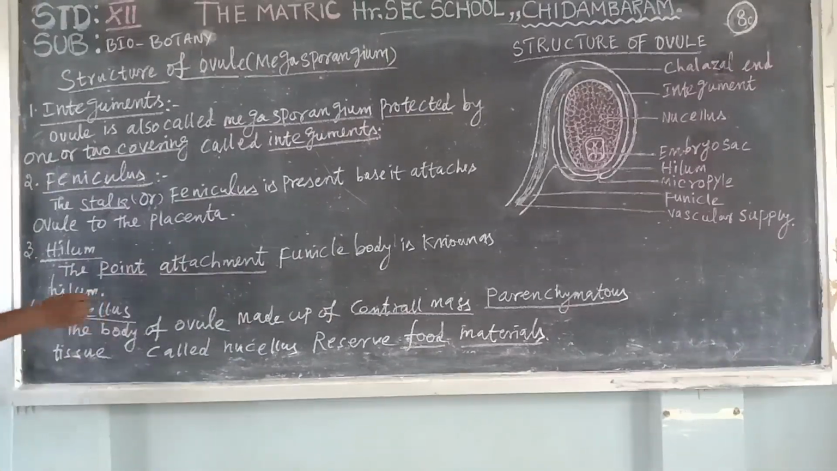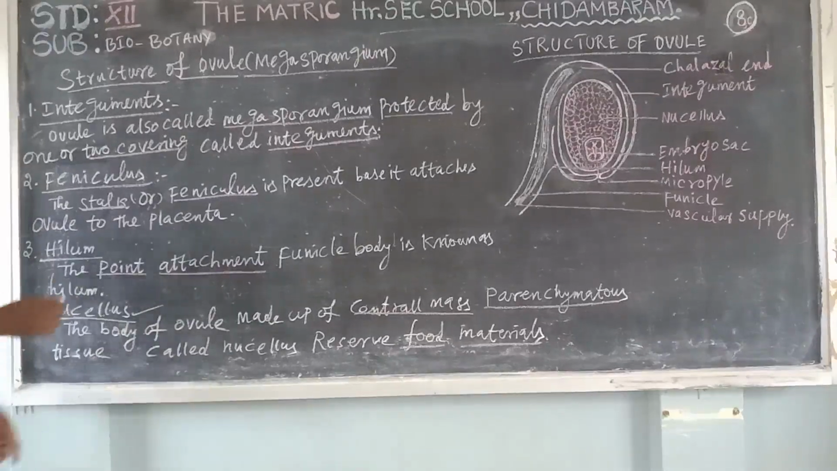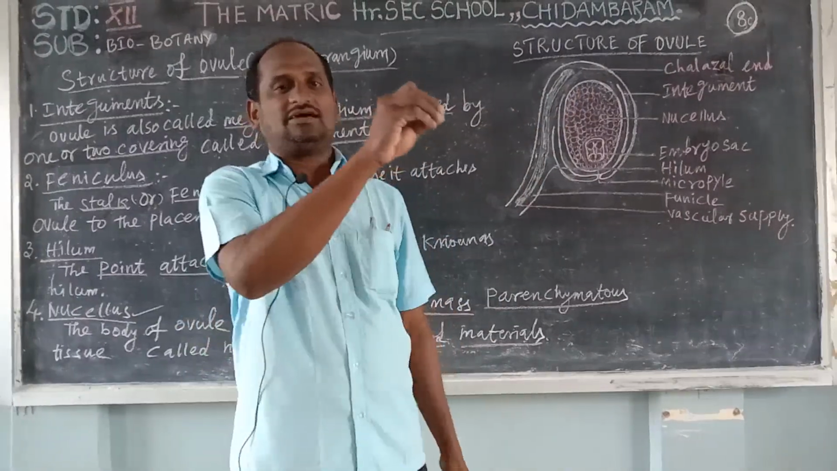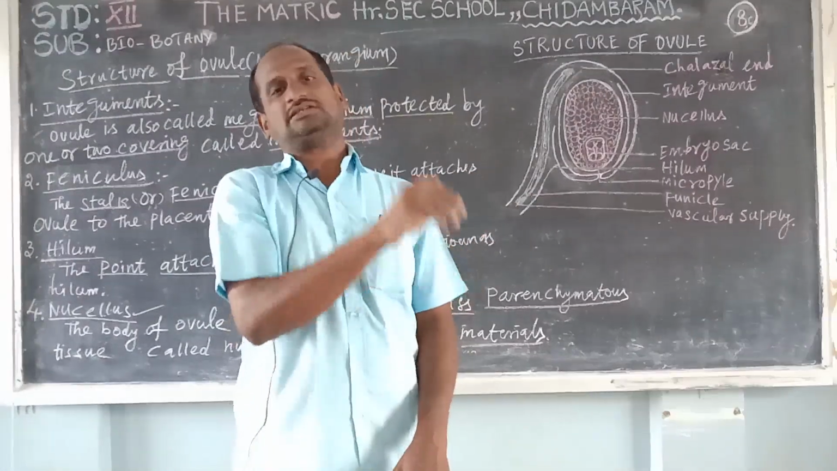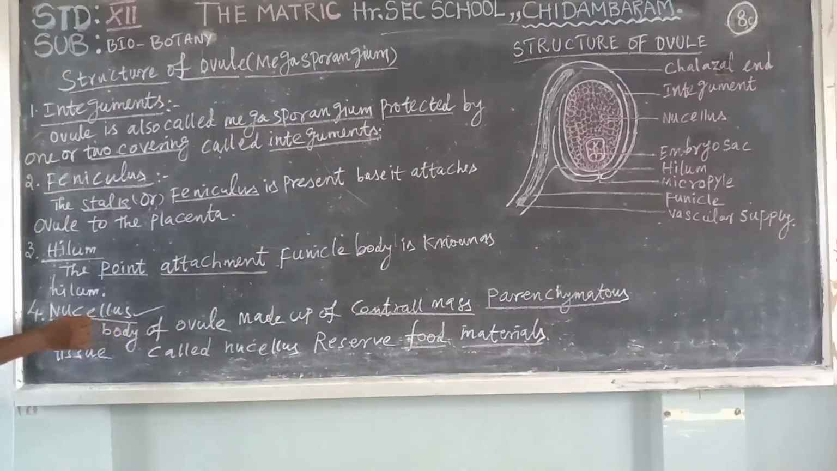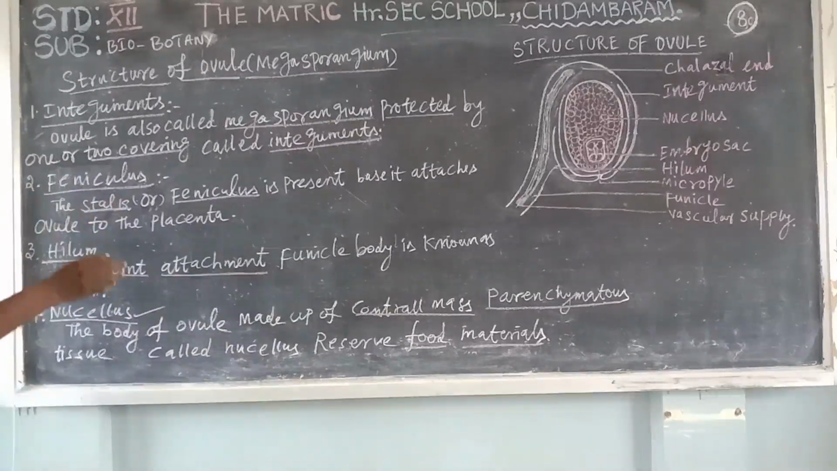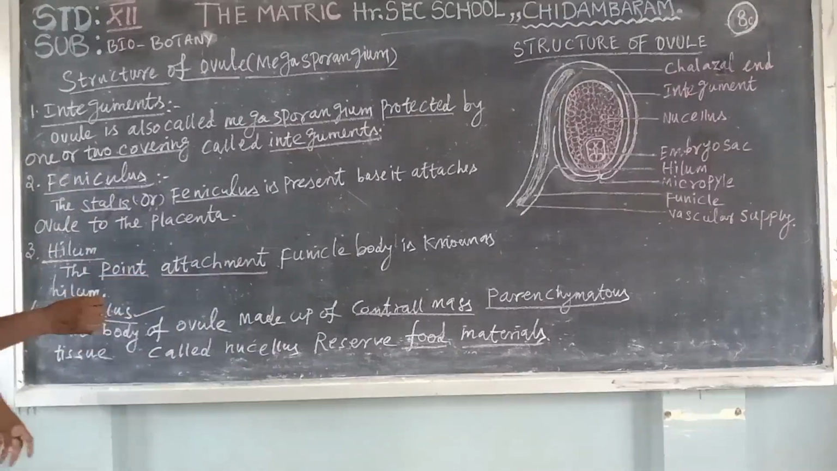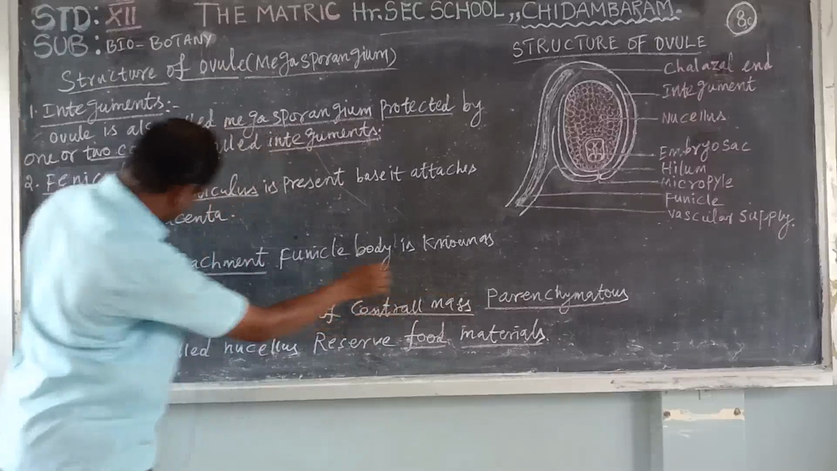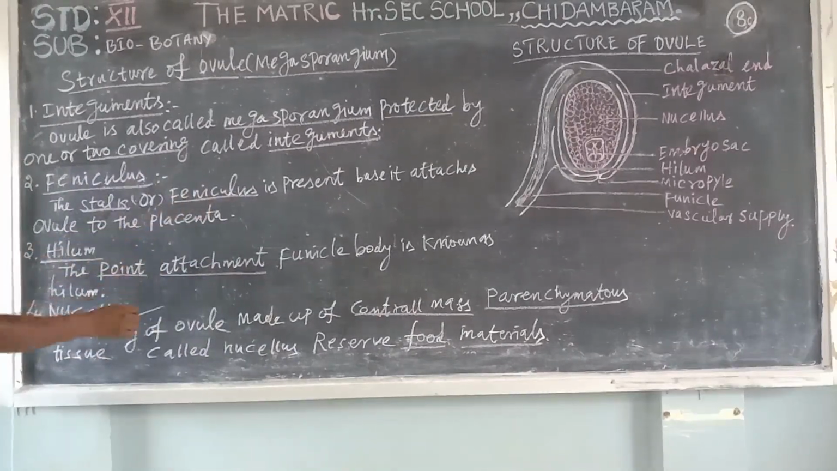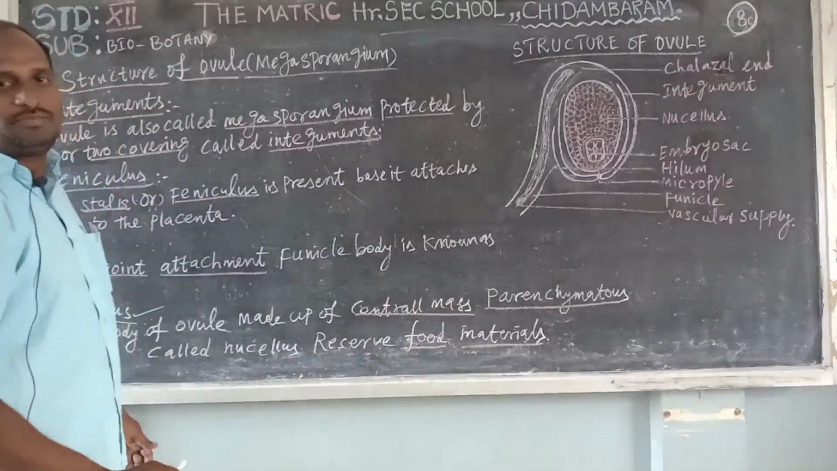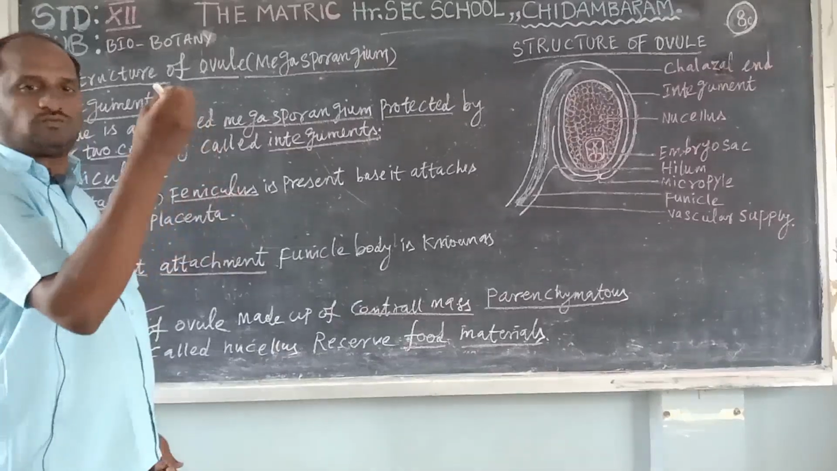Next, the nucellus is very important. Note the difference: a nucleus is in each and every plant cell, at the center of the cell. The nucellus is present in each and every ovule. What is the function of the nucellus? The nucellus is a central mass of parenchymatous tissue. It is a reserve food material. Reserve food material means food material for the formation of the seed.